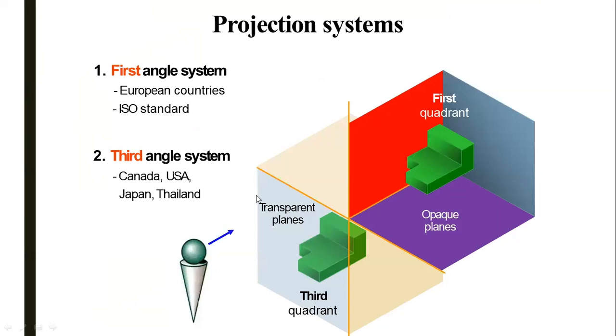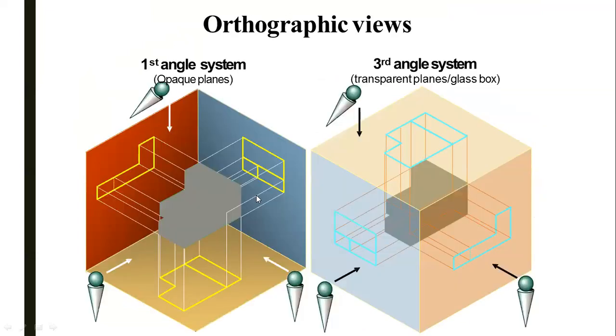Okay, so in first angle projection system, if this is the observer, then from here the front view will be over here, the side view will be over here, and the top view will be over here. The observer needs to change its direction.